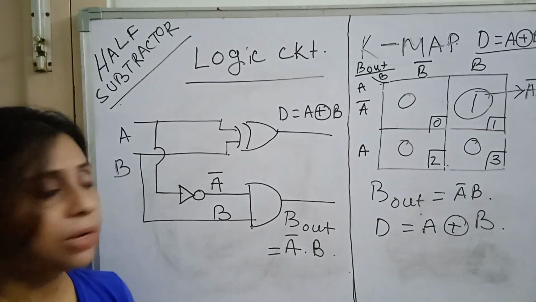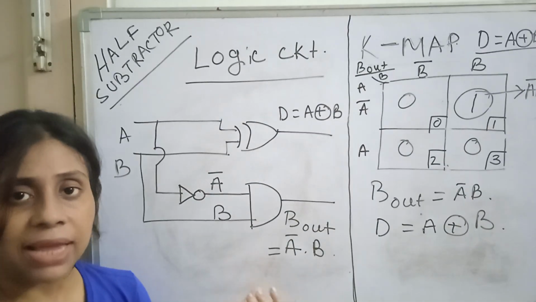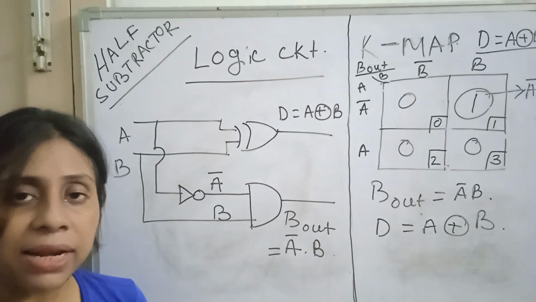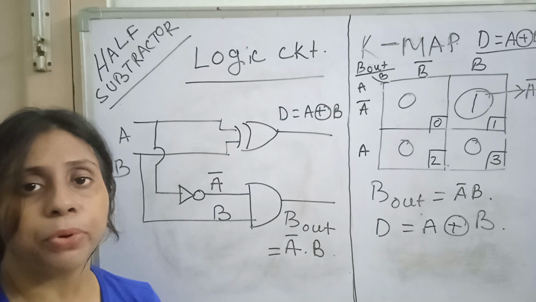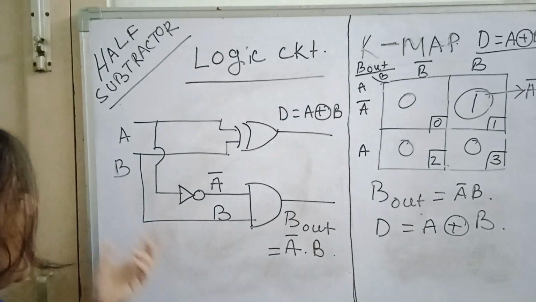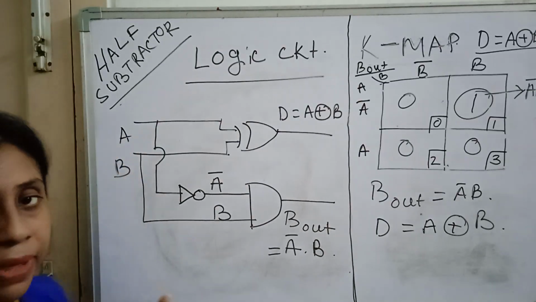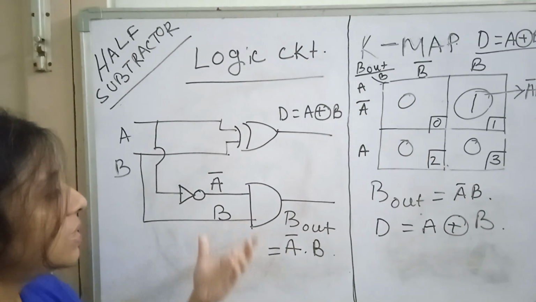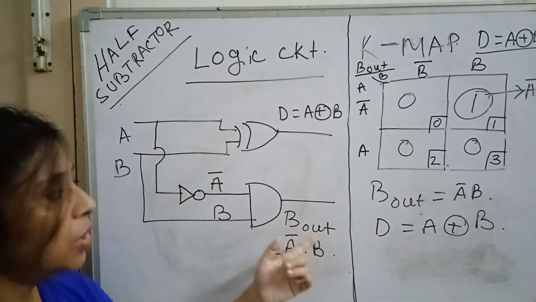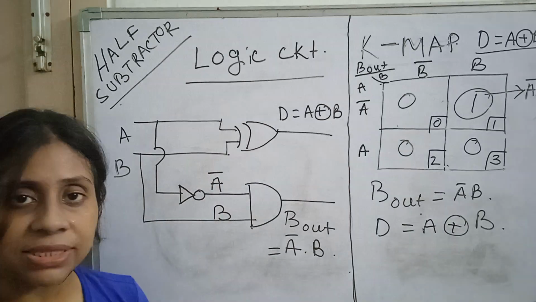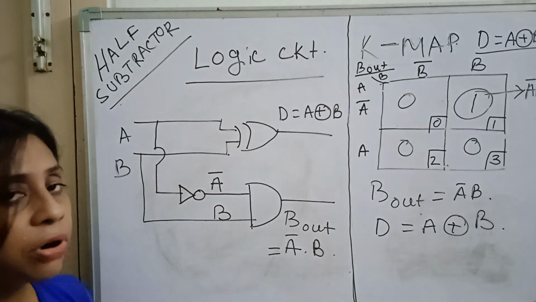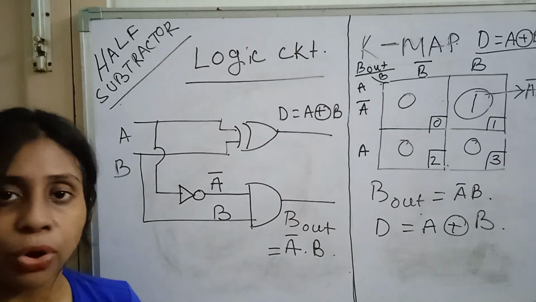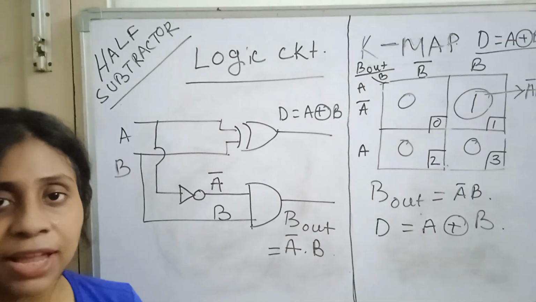We have designed the circuit to have both the outputs. I have already told that we need to design the circuit for each individual output line, and that depends upon the inputs. In this case our inputs are A and B, and for the two individual output lines, difference and borrow out, we have designed the logic circuit. So this is all for half subtractor, and in the next class we will cover full subtractor. Thank you.